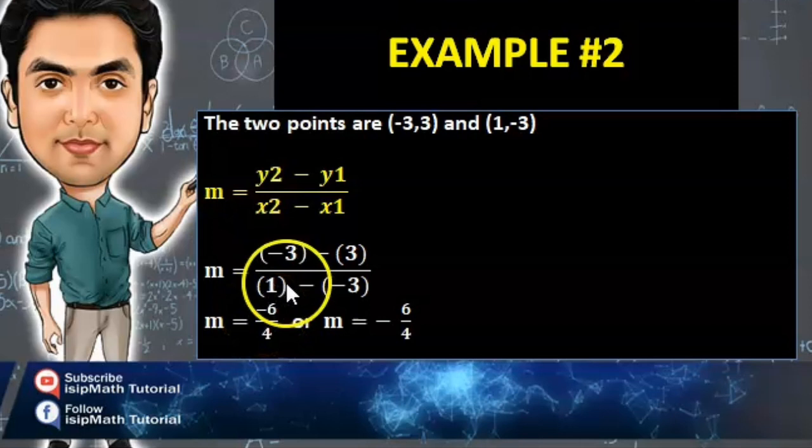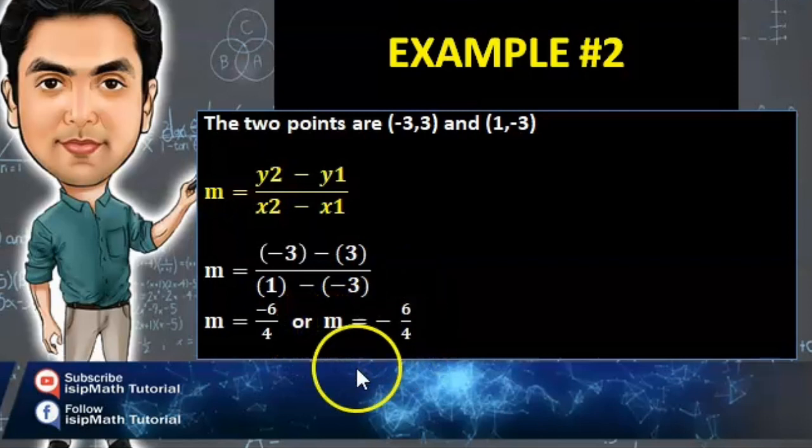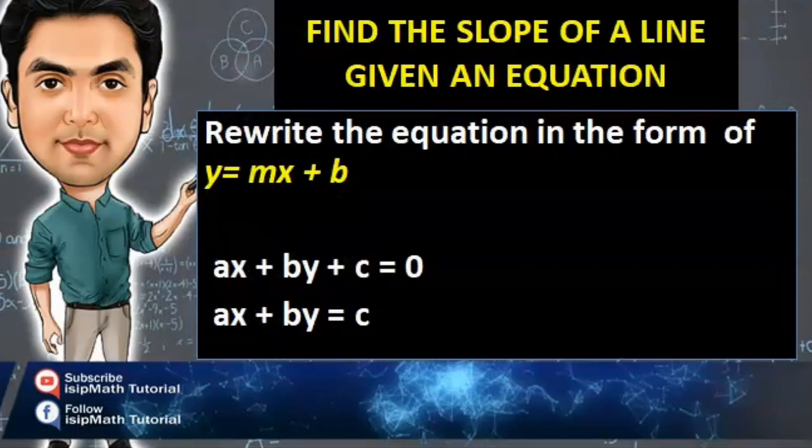Then positive 1 minus negative 3, the result is positive 4. So our m is negative 6 over 4, or simply m is equal to negative 6 over 4. Okay, so punta na naman po tayo sa finding the slope of a line given an equation.